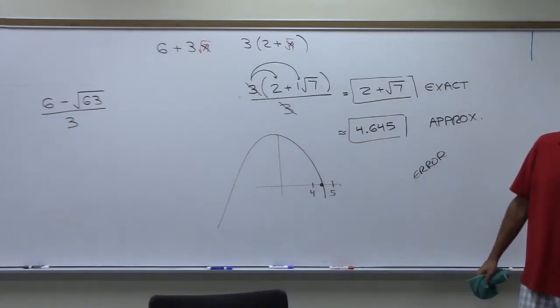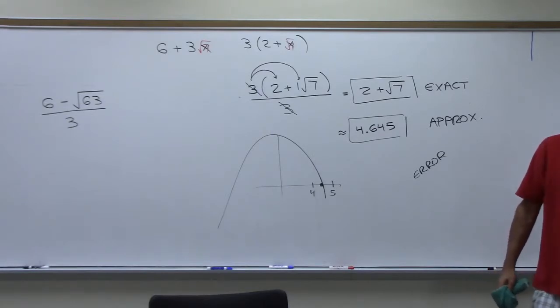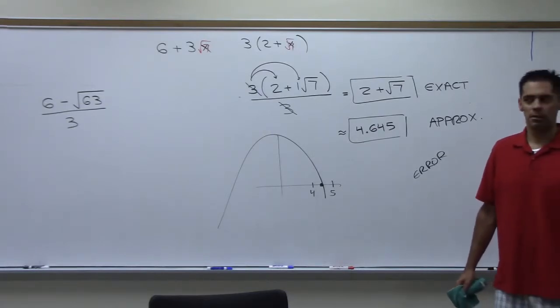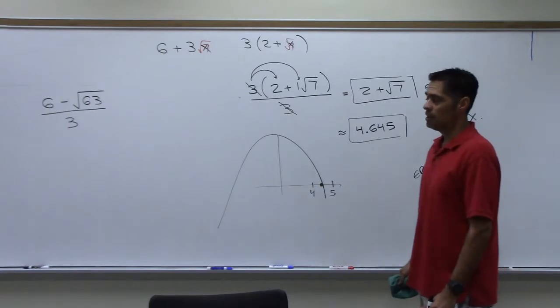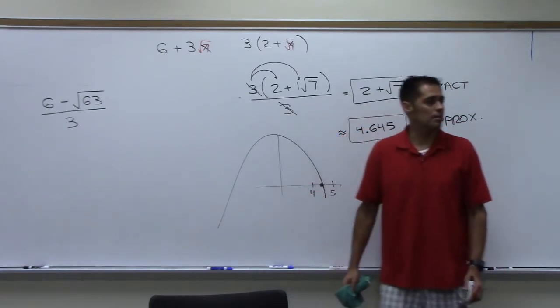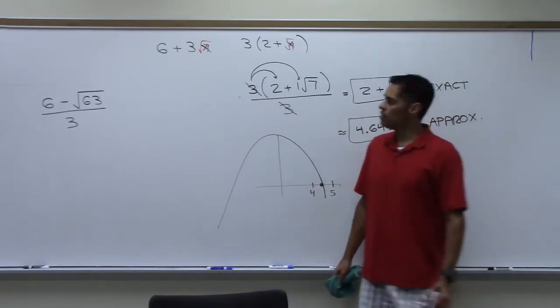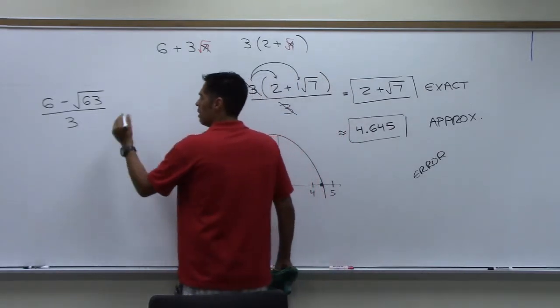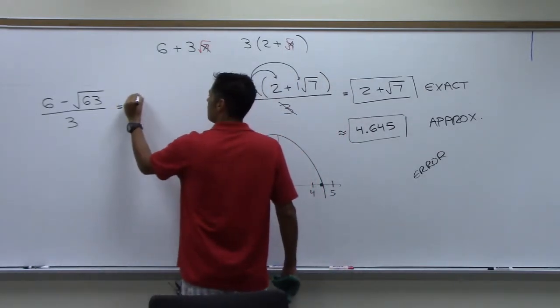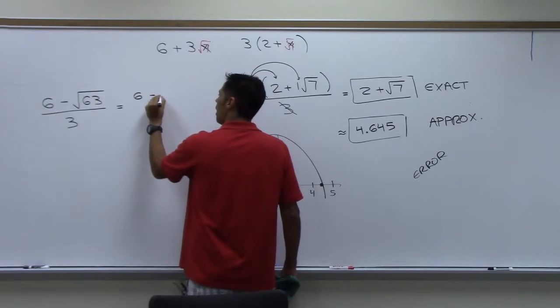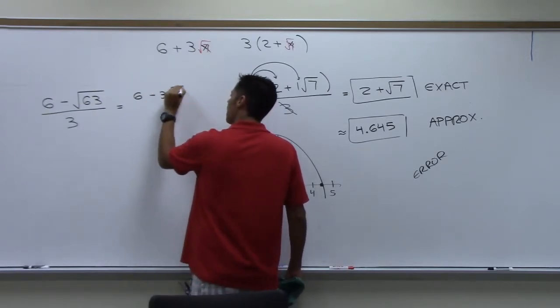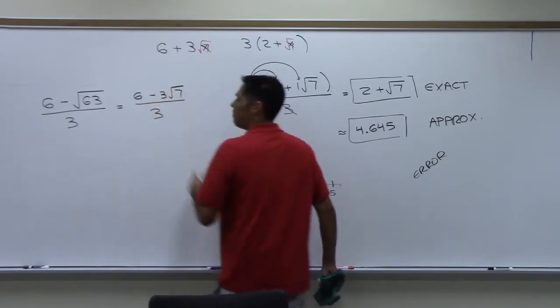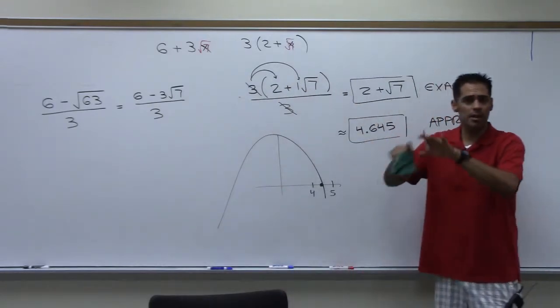Does that look familiar? Is that the same problem I just gave you? Close, right? The only difference is that there's a minus instead of a plus. So if you were to do this one, you would do maybe the same thing. 6 minus, and then you would write 3 root 7 over 3. So that would be the same, right? Breaking up the root 63 into 2 pieces.